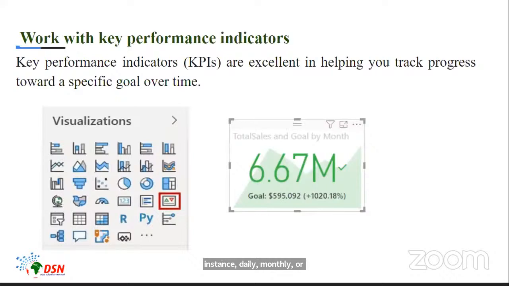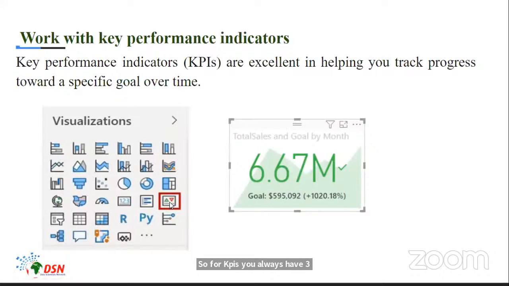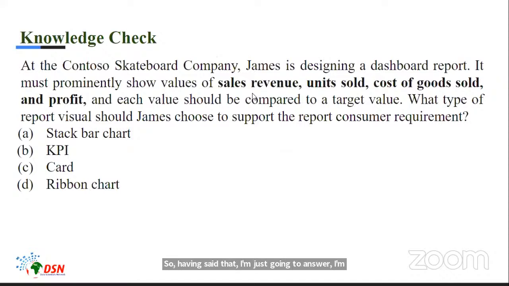So for KPIs, you always have 3 pieces. This is an example of a KPI. You see total sales, you see months, and you see targets. Your target is going to be your goal. So having said that, I'm just going to ask you a few questions.